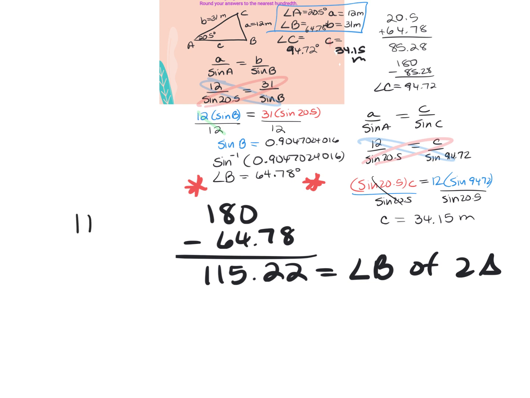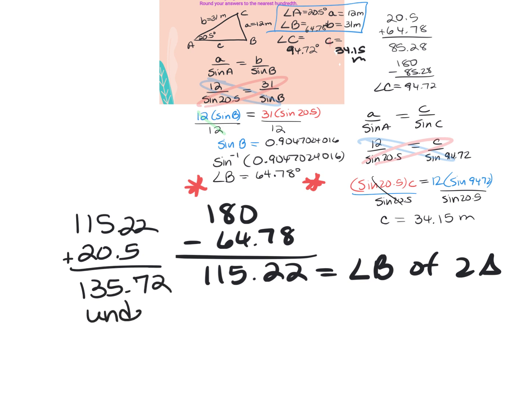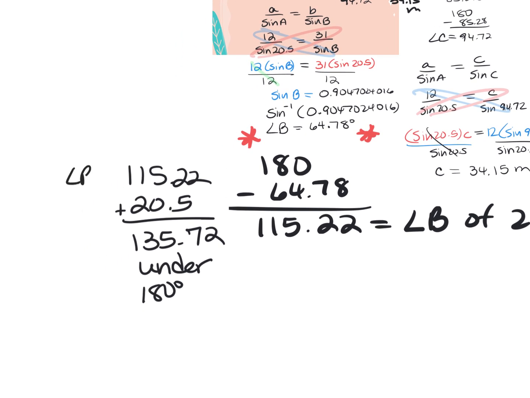So I take the 115.22 and I add it to the 20.5 given to me at the beginning. Once I add this, I get 135.72. Since this is under 180 degrees, there's room to make a third angle. So there is a second triangle. So this is my angle B of triangle number 2. I'll put a little 2 there so I know the difference. This was my original angle A from the beginning, and that stays the same.